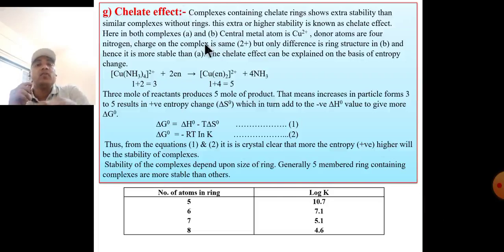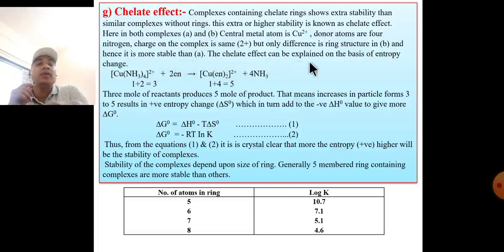Chelating effect. Complexes containing a chelate ring show extra stability than a similar complex without a ring. This extra or higher stability is known as the chelate effect. Here in both complex A and B, the central metal atom is Cu2 plus, donor atoms are 4 nitrogen. The charge on the complex is the same, 2 plus, but the only difference is the ring structure in B, and hence it is more stable than A.